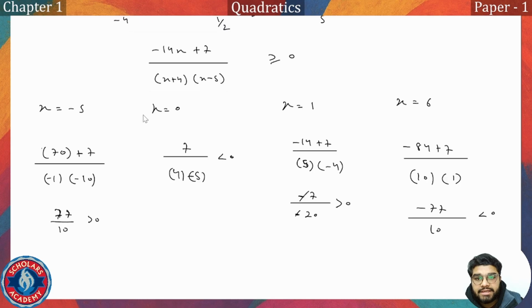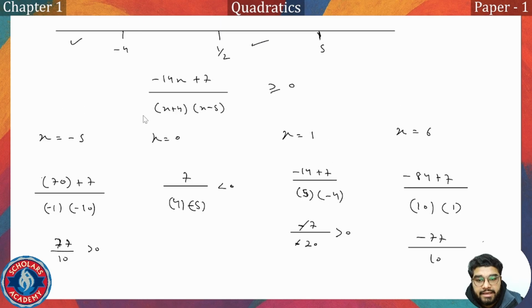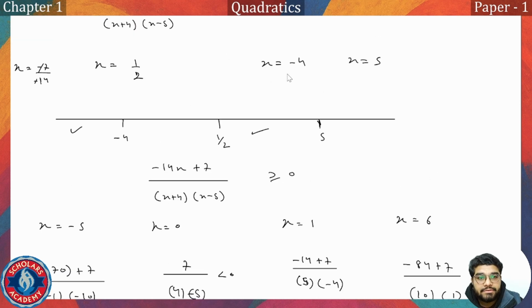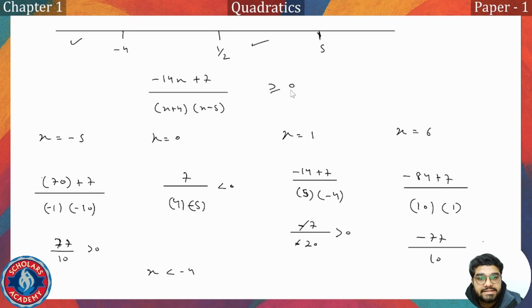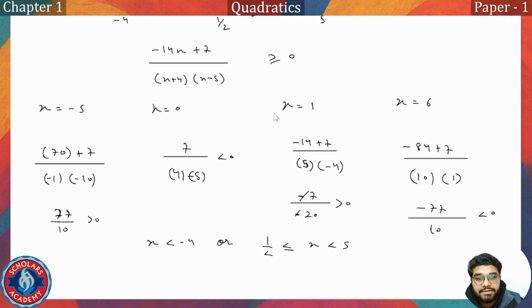The intervals that we are taking are when x is less than negative 4, one interval. So we'll not take equality with negative 4. And second, or when x is in between 1 by 2 and 5. So we'll not take equality with 5 as well. So 1 by 2 is less than or equal to x is less than 5. So these are the two intervals which will satisfy our inequality.